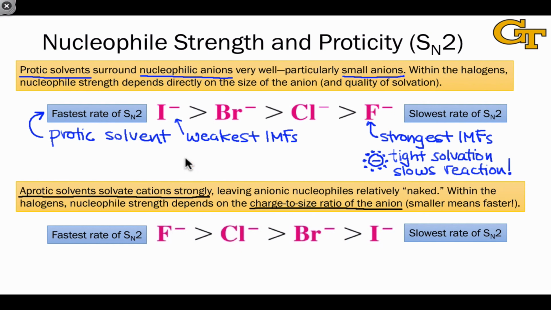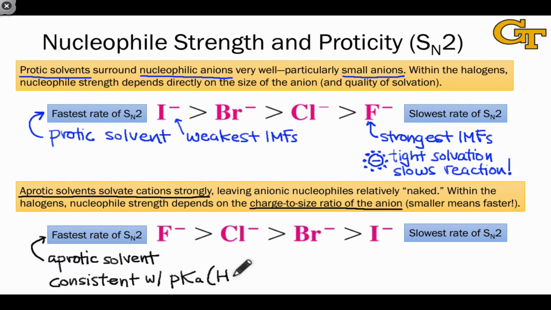So here, the order of nucleophilicity switches. When placed in an aprotic solvent, fluoride is most reactive, followed by chloride, bromide, and iodide. And this is to some extent more consistent with our expectations because it's consistent with pKa values for the conjugate acids of these ions, HX. HF is the weakest acid, HI the strongest acid in this series. So this is the nucleophilicity order we would expect on the grounds of pKa.